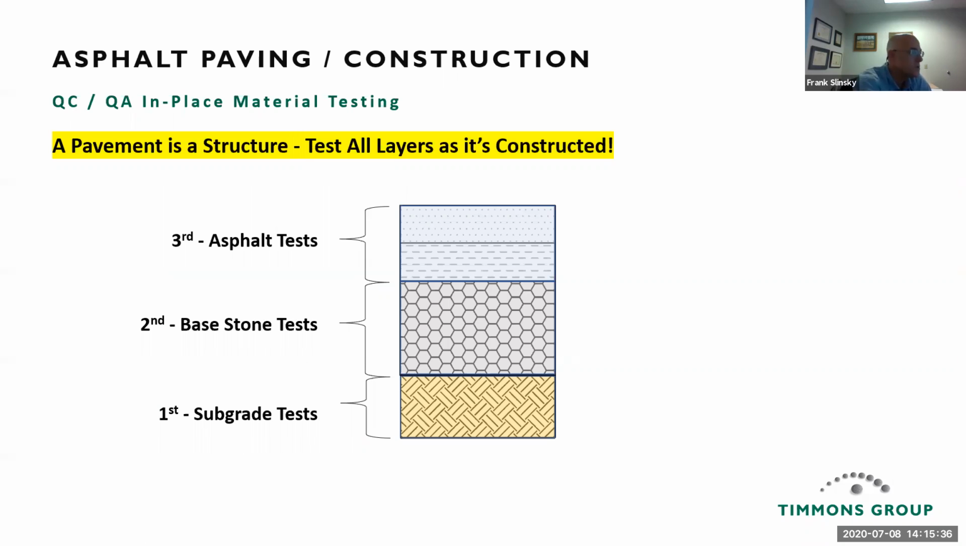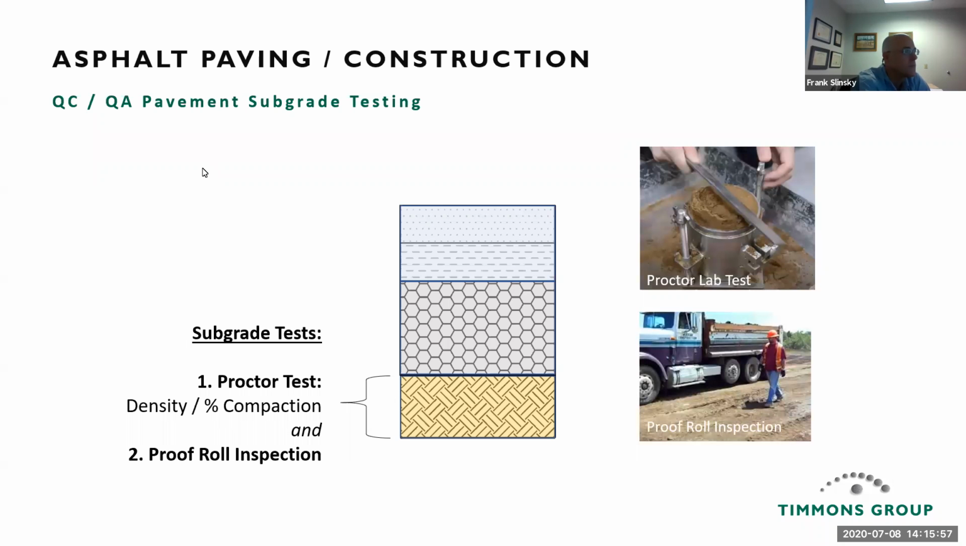Let's talk about QC, QA, in-place material testing. A pavement is a structure. Test all layers as it's constructed. First, you do your subgrade tests, then you do your base stone tests, and then you do your asphalt tests. So let's look at subgrade tests. Subgrade tests include a Proctor test to get your density or percent compaction, and also do a proof roll inspection.